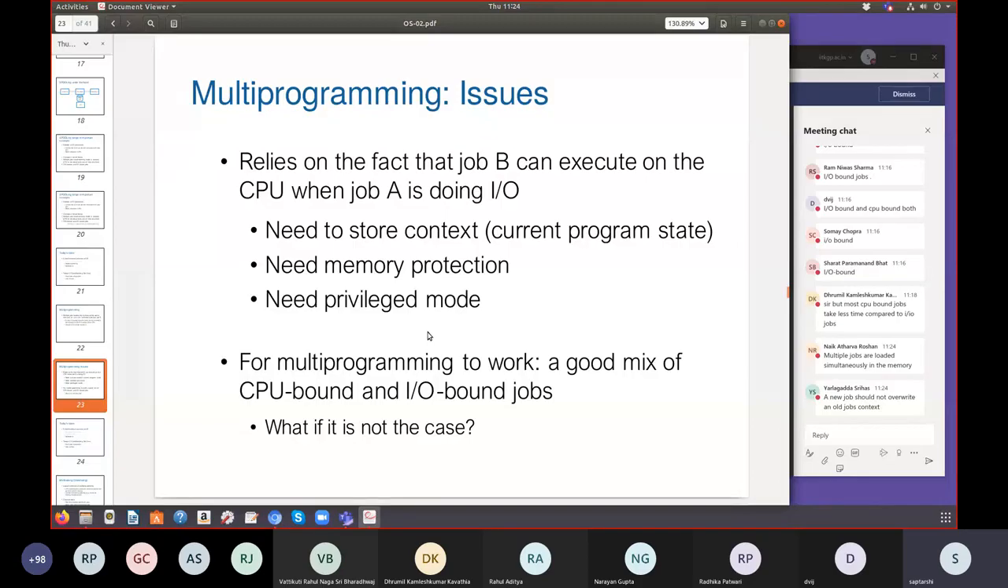more efficient. We are trying to load multiple jobs into the memory simultaneously, and we are trying to allocate the CPU to different jobs at different times. So all these requirements are coming. These are costs that we are paying, more complexity, but we are hopefully getting a more efficient system.